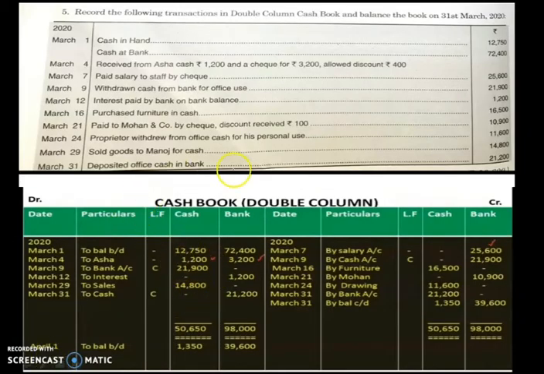Then we have a cash book also. So cash book, like the double column cash book. The only difference here is, you know how to prepare a single column cash book. With a double column cash book, a bank column will be included. Do practice that also, it's a very important chapter. So cash book, both subsidiary book part 1 and 2, is equally important.